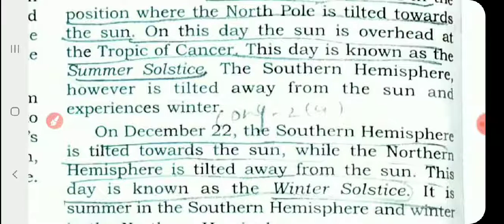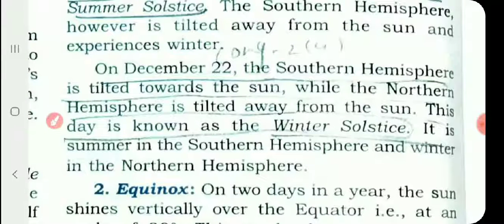Now go to December 22. On December 22, the southern hemisphere is tilted towards the sun. It is already next December, winter. On that day, in the southern hemisphere it will be the longest day, not the northern hemisphere. In the southern hemisphere it will be the longest day, while in the northern hemisphere it will be the shortest day.